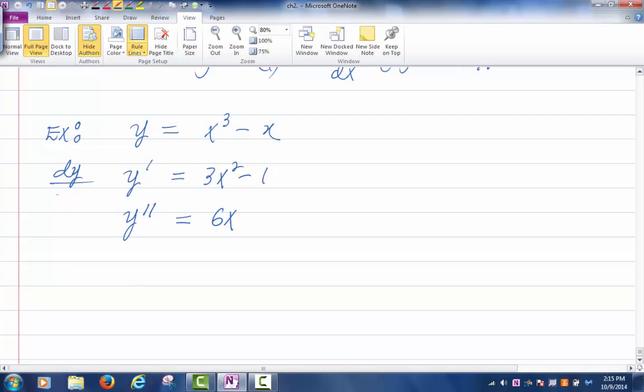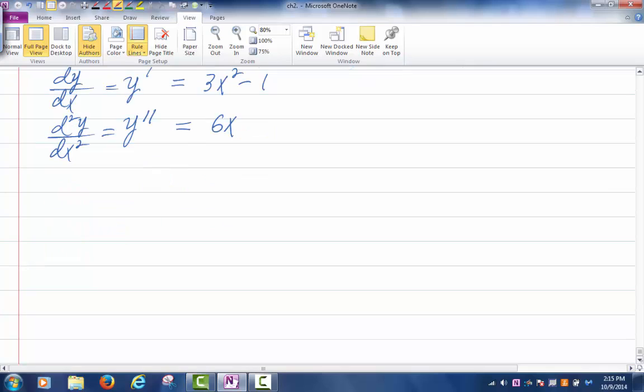Okay, what would be another notation for this? dy/dx, or we can also say d2y/dx2, d2 for the second derivative. Is everybody okay with that?